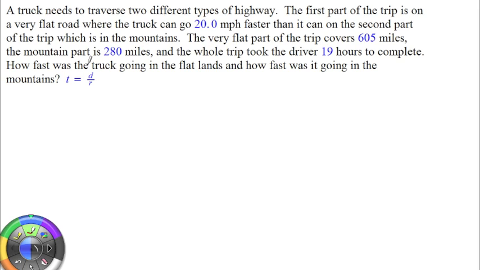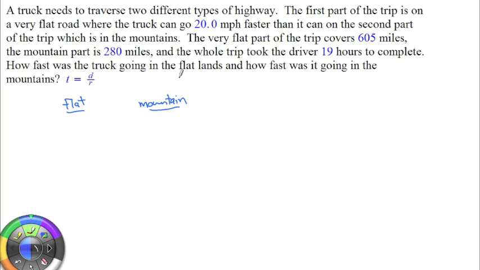So what we're asking for here is how fast the truck was going on both parts of the trip. The best thing to do is to separate this into two parts of the trip. So you're going to have the flat part and you're going to have the mountain part. And usually with a word problem, I like going for the unknown first. So what we don't know is how fast the truck is moving on either of these.